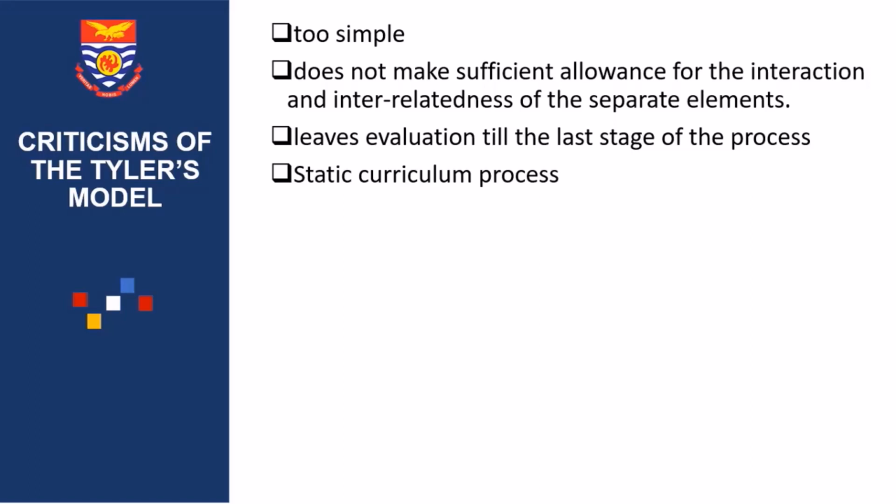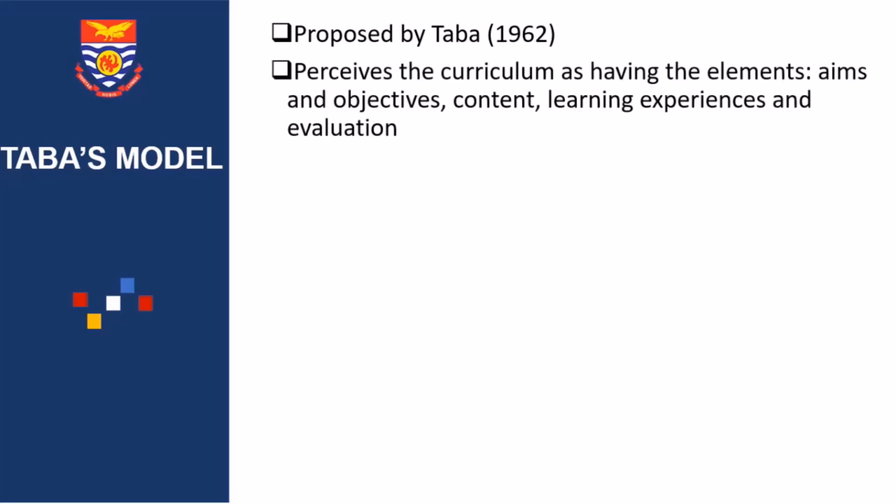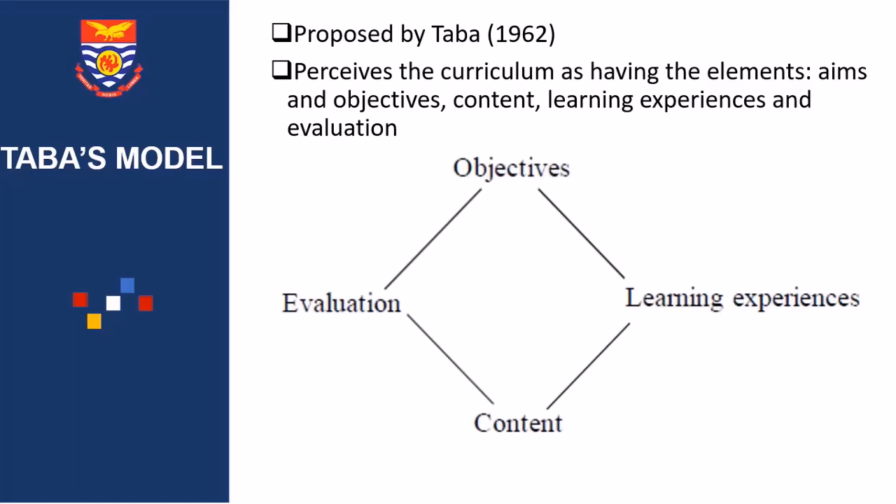And based on these criticisms, others came out to fill the gap and develop their own model. So let's look at Taba's model. It was proposed by Taba in 1962. So Tyler was in 1949. Then in 1962, Taba came with the model. And he perceives the curriculum as having the elements, aims and objectives, content, learning experiences, and evaluation. So Taba perceived the objectives to be in that form.